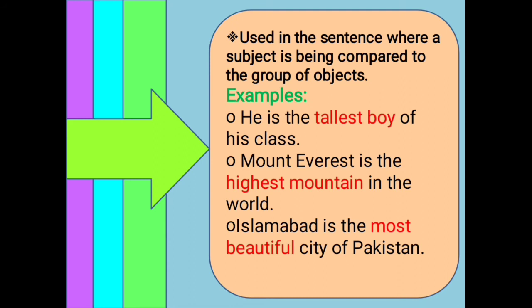For example, he is the tallest boy of his class. Means he is compared, he is the tallest, means the boy who is in the class is the tallest boy in the class. Mount Everest is the highest mountain in the world. We are talking about mountain, which is the highest. So it is called what? It is superlative degree of adjective, highest. Islamabad is the most beautiful city of Pakistan. Now here most is what? Most is superlative degree of adjective.